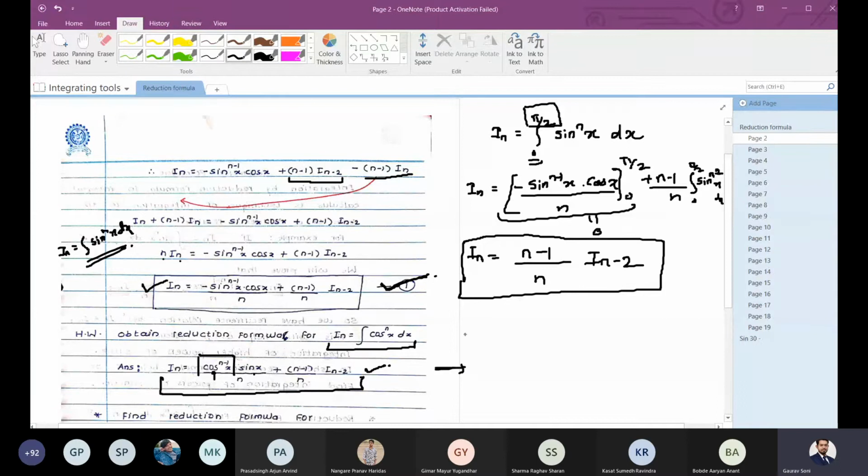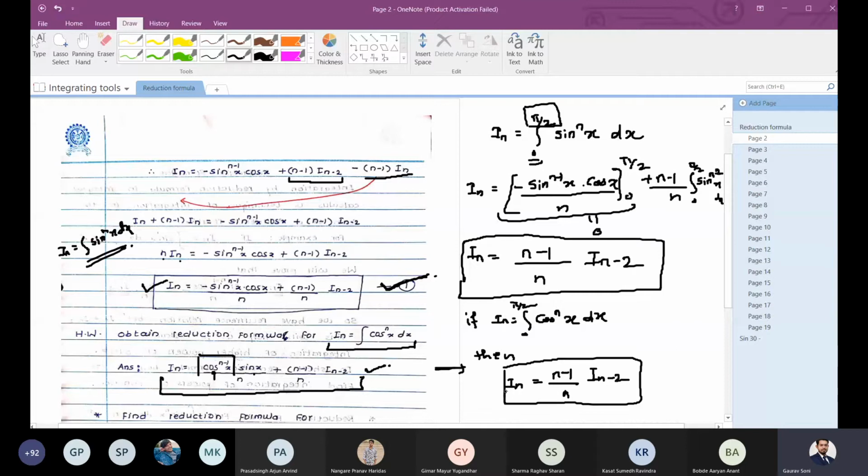So even for cos, if In is equal to integral 0 to pi by 2 cos raised to n of x dx, even then what you will get is (n minus 1) upon n times I(n minus 2). So you can see that for the finite limits 0 to pi by 2, our reduction formula is the same. Okay. So this relation you have to remember.